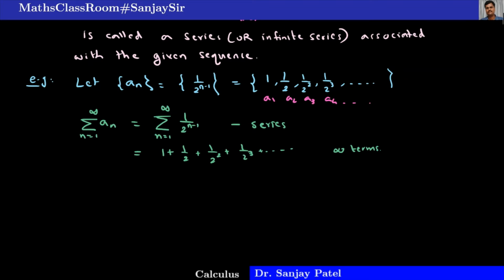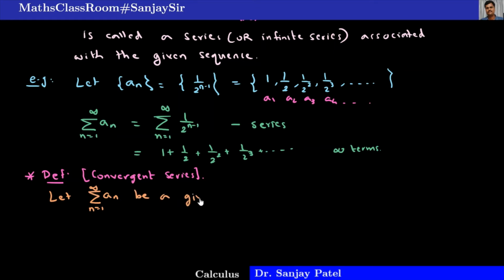So let us define what is called convergence of series. Another very, very important definition is the definition of convergent series. Let us consider sigma a_n, n equal to 1 to infinity, be a given series of real numbers.